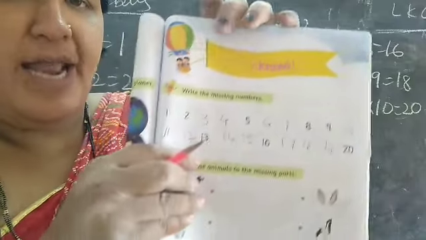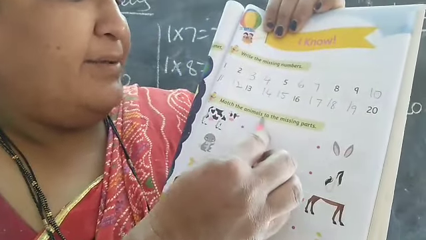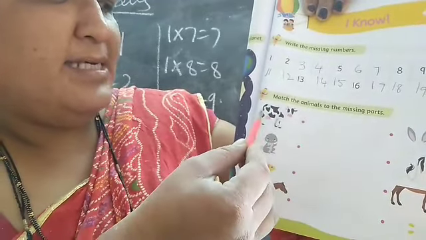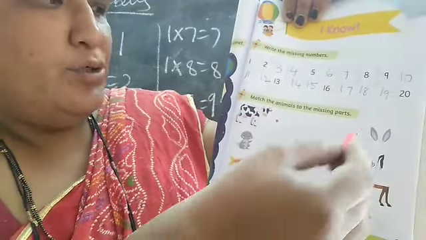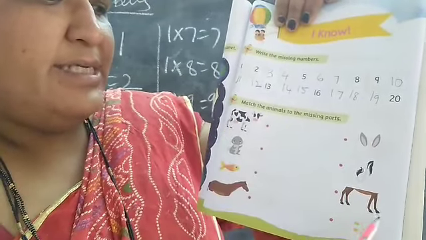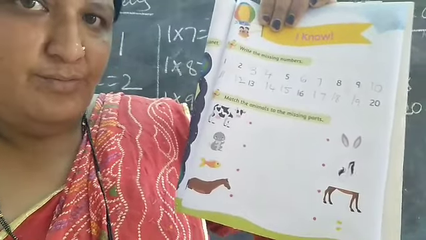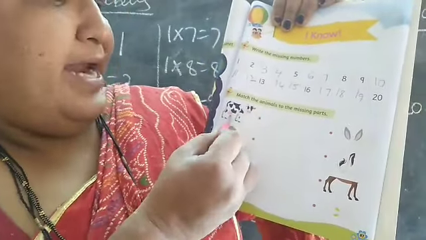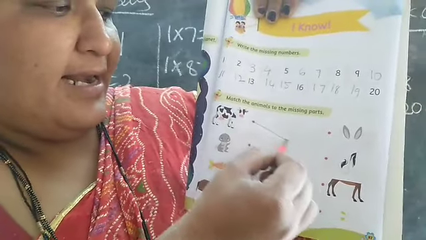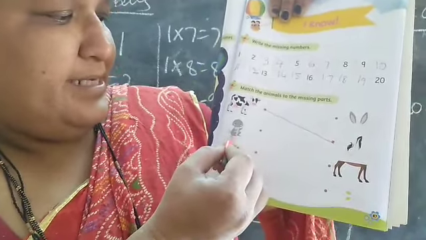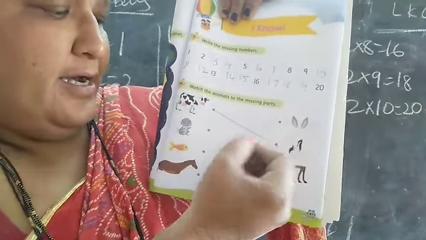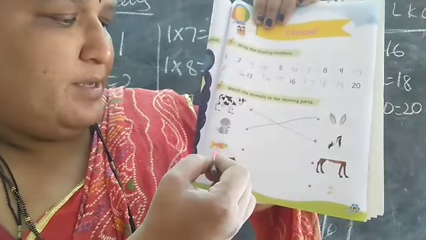Okay children. So next, match the animals to the missing parts. So some animals, children, some parts are missing. So here also some missing parts are there, children. So these animals, these missing parts you will match. Okay, children. So a cow. So where is the cow's tail, children? Here. So here cow tail matching. This is what, children? Rabbit. So where are the rabbit's ears? Here. So rabbit ears.